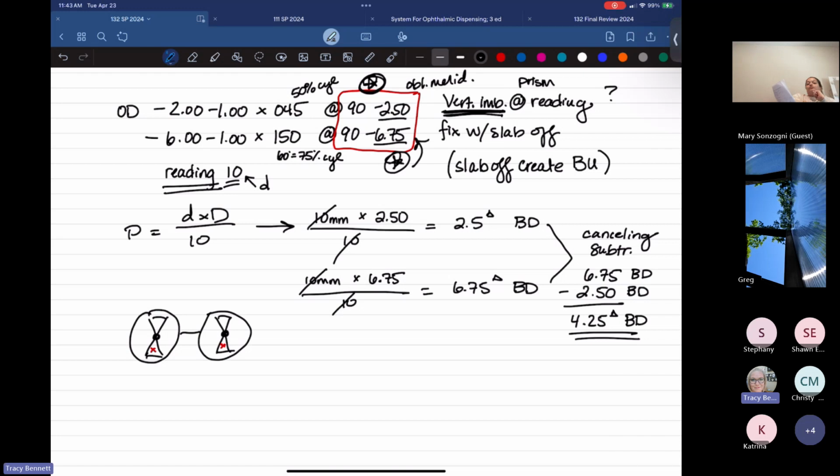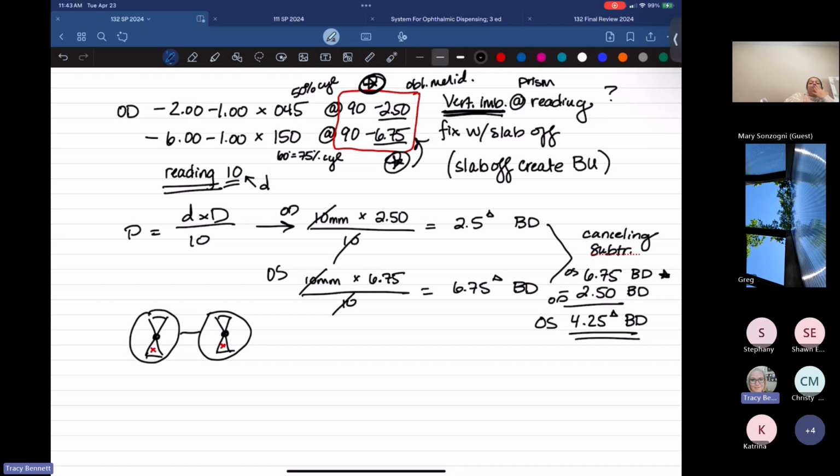Which eye is it associated with? Which eye has too much base down? Remember, this one's the OD and the OS, and I switched them here. So that's the OD and the OS. That 6.75 is bigger. It has more base down than the 2.5. So we would say that this imbalance is that the OS has 4.25 base down more than the other.